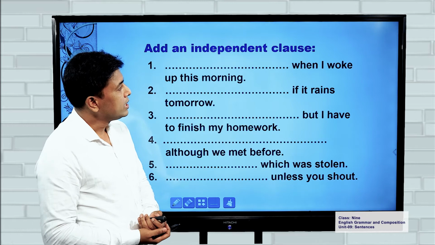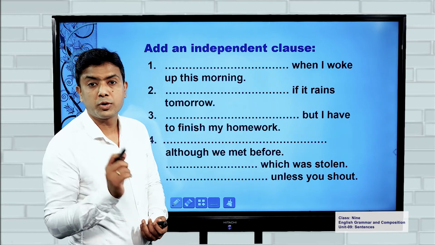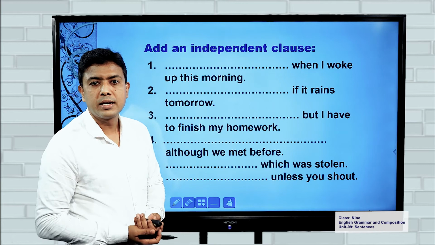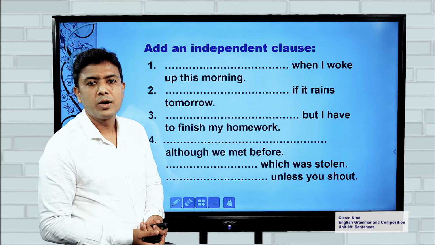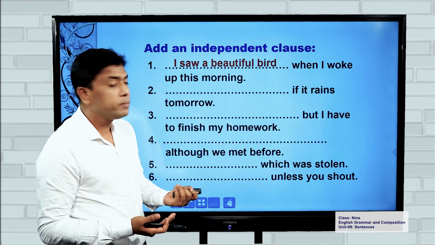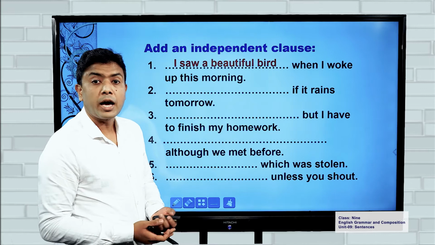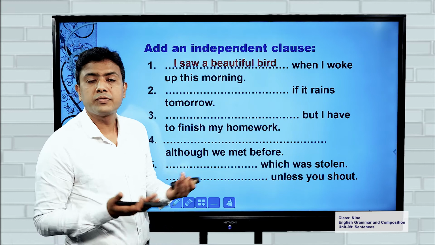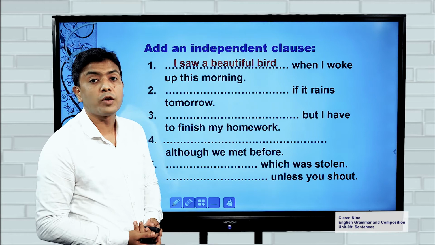The first one, you can see the next part of the sentence contains a dependent clause or a subordinate clause: when I woke up this morning. It cannot make complete sense. Now let us fill up the gap and make a whole sentence with the help of an independent clause. So we can write, I saw a beautiful bird when I woke up this morning. We can also write, I was surprised by a gift. I was startled by a noise. We can fill up with any independent clause that can match with the rest of the sentence.